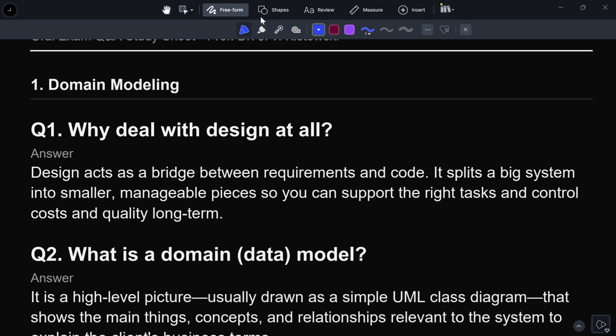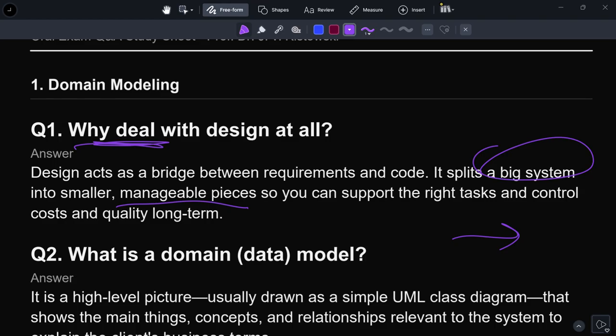What happens is that we need to learn why we need to deal with design at all. What is the reason to deal with design? Design acts as a bridge between requirements and code, and it splits a big system into smaller, manageable pieces so you can support the right tasks and control costs and quality long term. Meaning, if you need to update the screen design, you only touch the screen box, and the brain box stays perfectly untouched. So you design into different manageable pieces, okay?